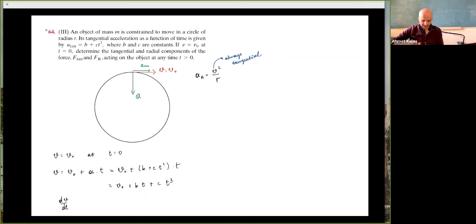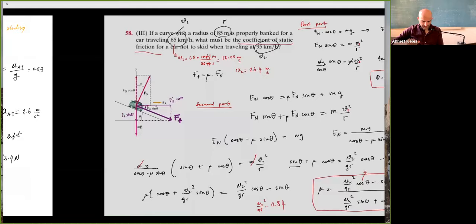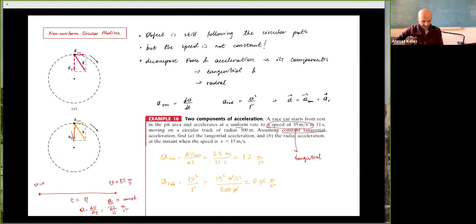Let's look at our notes. Okay, this is an example. This is another example. Here is the section I need to look at. This is non-uniform circular motion. There are tangential and radial forces, tangential and radial accelerations. I decompose force and acceleration into tangential and radial components. And here's what it is: a tangential is dv/dt, a radial is v squared over r, and a total is this. Let me use this.